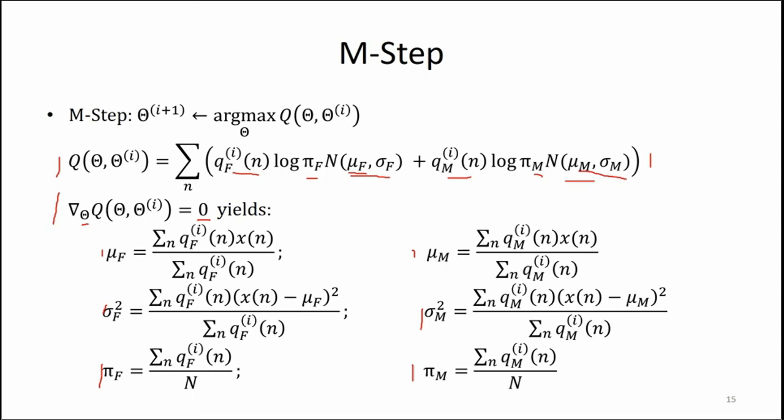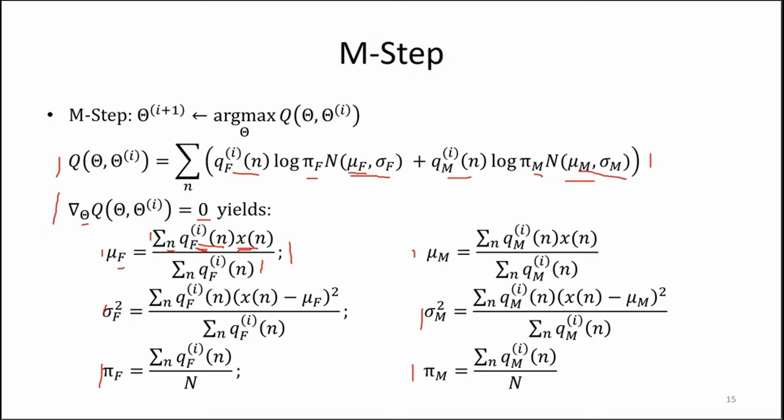Take a look at the mu f and mu m first. So the numerator is this summation over all samples n, and we are summing xn, and we are applying the q f i n as the weight. So this is the probability of z, the hidden variable, being female, and so these probabilities of the hidden variable being female are serving as the weights for the samples xn, and the denominator is simply the sum of the probabilities.